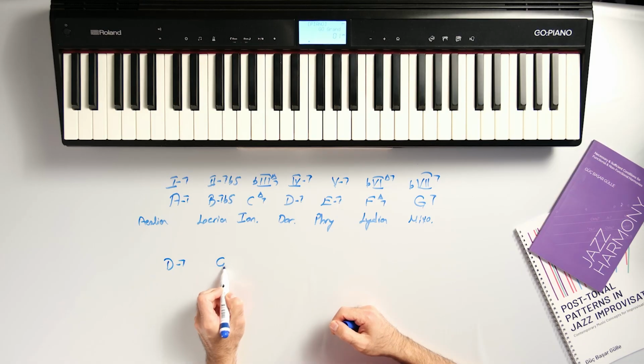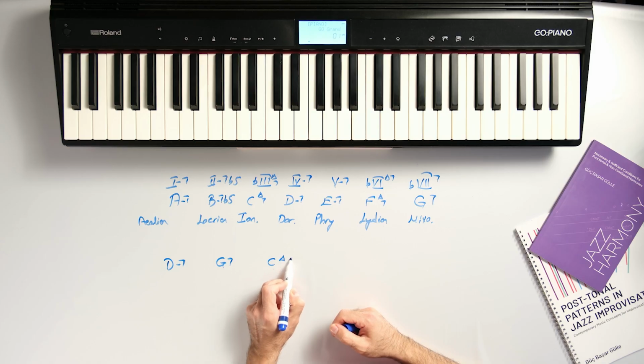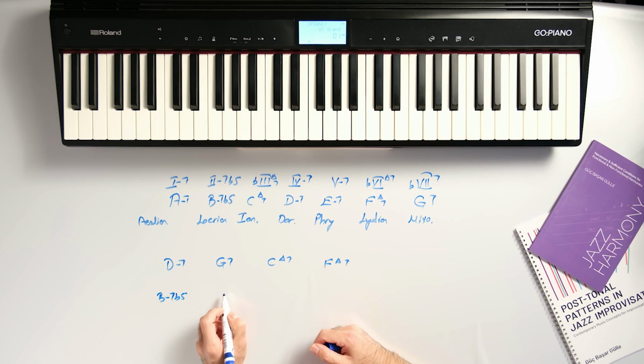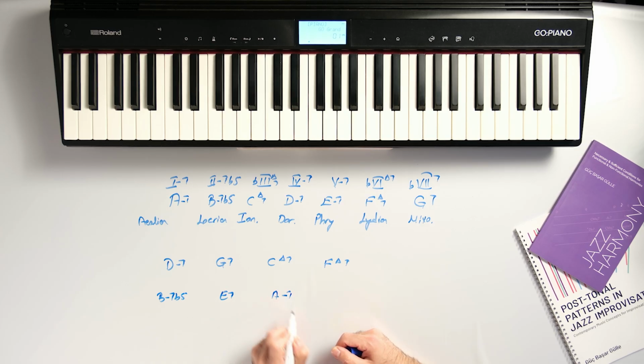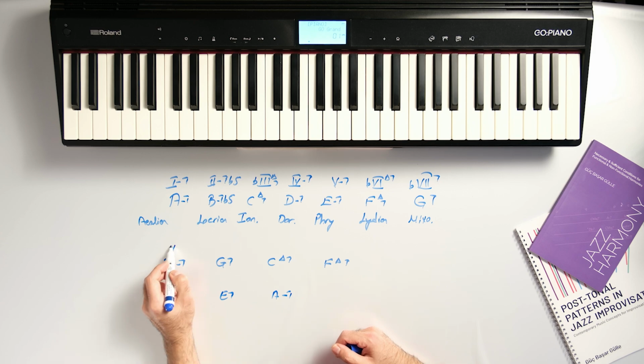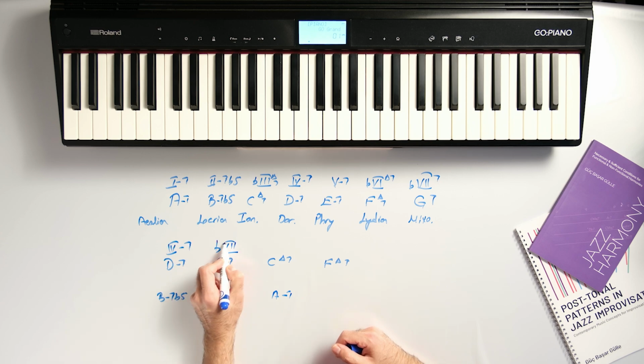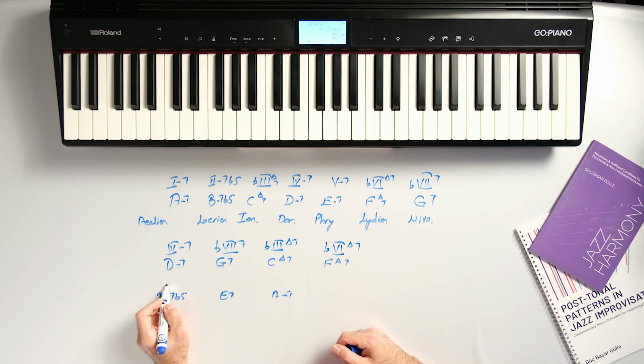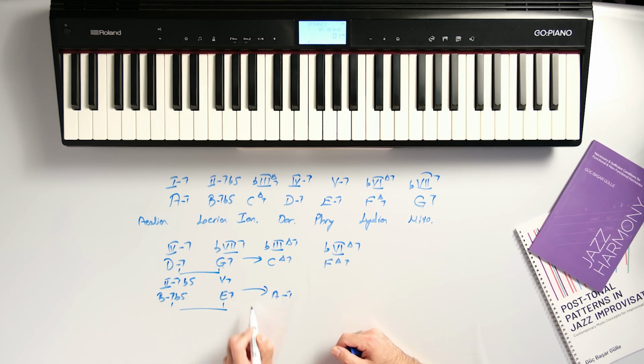The first 8 bars. D minor 7, G dominant 7, C major 7, F major 7, then B minor 7 flat 5, and E dominant 7, we'll talk about that chord, and A minor 7. And let's do the analysis. 4 minor 7, flat 7 dominant 7, flat 3 major 7, flat 6 major 7, 2 minor 7 flat 5, and 5 dominant 7. We have 2-5 patterns here, and again another 2-5 pattern here.